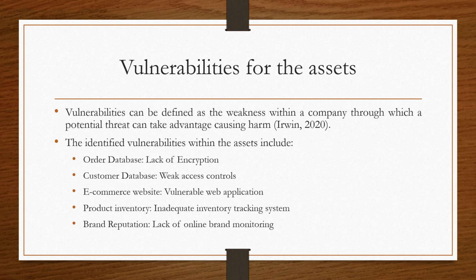In the slide about the vulnerabilities for the assets, a vulnerability refers to a weakness within the organization that can be taken advantage of by a potential threat in order to cause harm and destruction to the assets. Vulnerabilities encompass not only technological weaknesses but also other types of weakness. The identified vulnerabilities are the lack of encryption, weak access control, vulnerable web application, and inadequate inventory tracking system, along with monitoring of the vulnerabilities for these events.